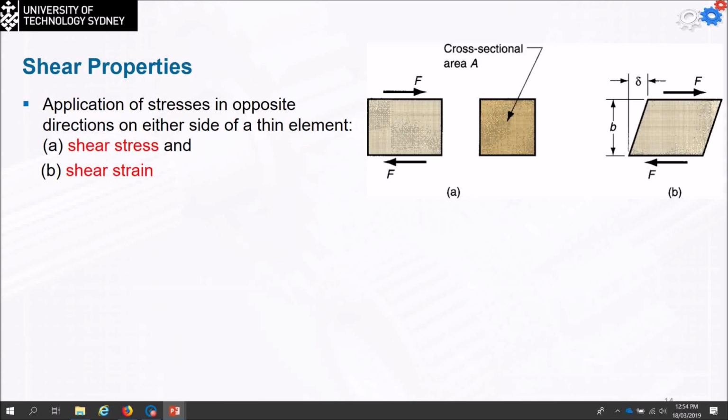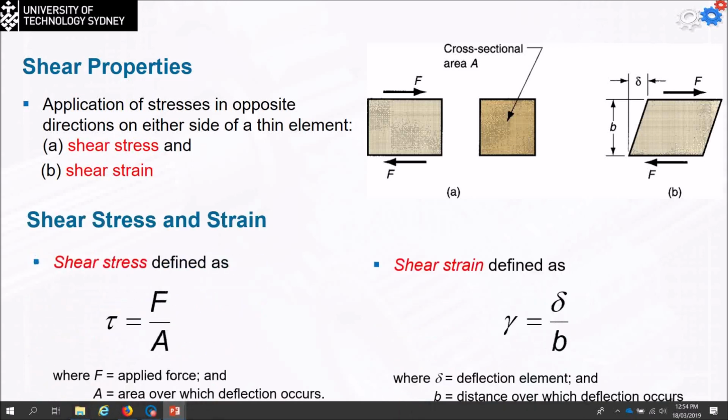So the application of the stress is going to be in opposite directions on either side of the thin element, and we're going to have the shear stress and the shear strain. Shear stress is the force divided by the cross-sectional shear area. And the shear strain, which carries the gamma, is equal to the deformation we have here divided by the height of the specimen after the deformation. Of course, the slide you have is better than this one because I don't know why I cannot remove the bar from here. I'll try to do this one later.